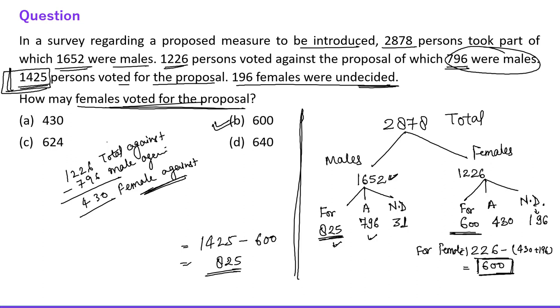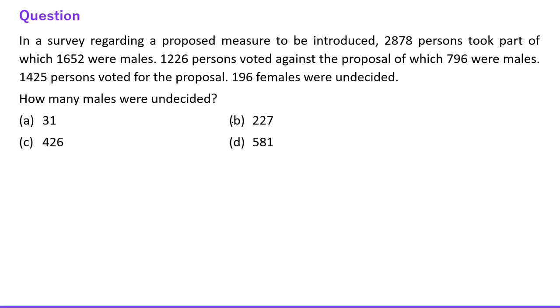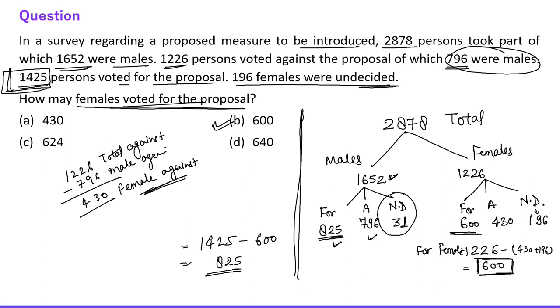Next question, based on the same instructions, how many males were undecided? 31 males were undecided. Let me show you again. 31 males were undecided, not decided, right? So this is 31 males were not decided.